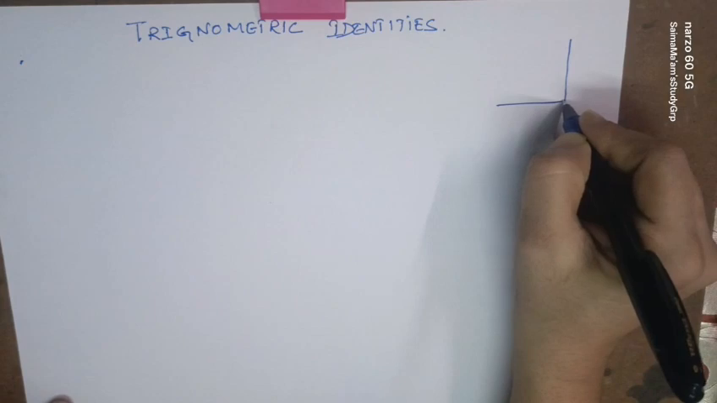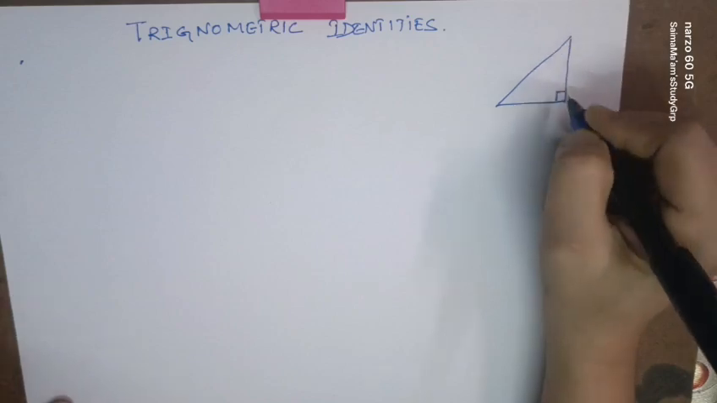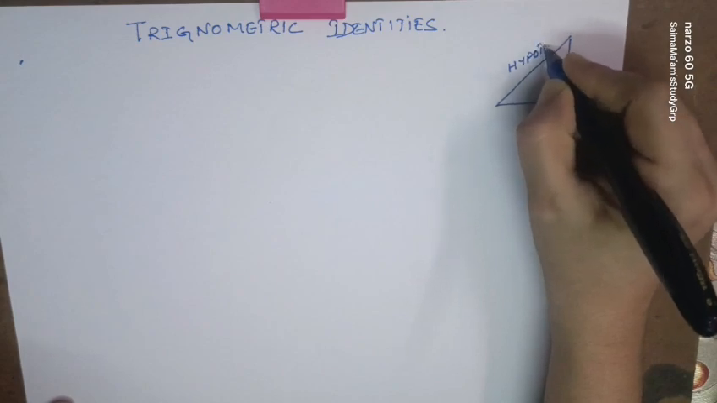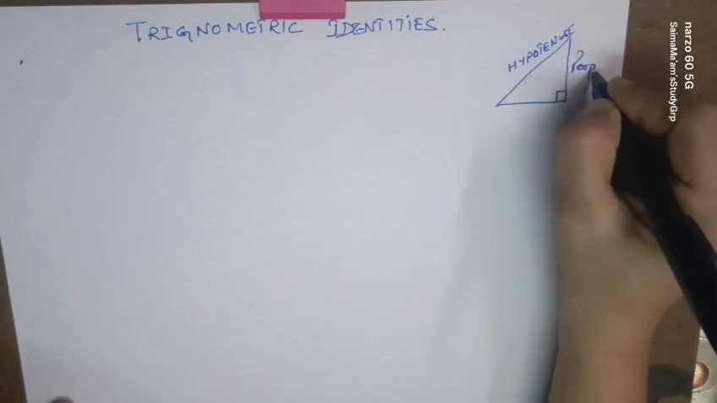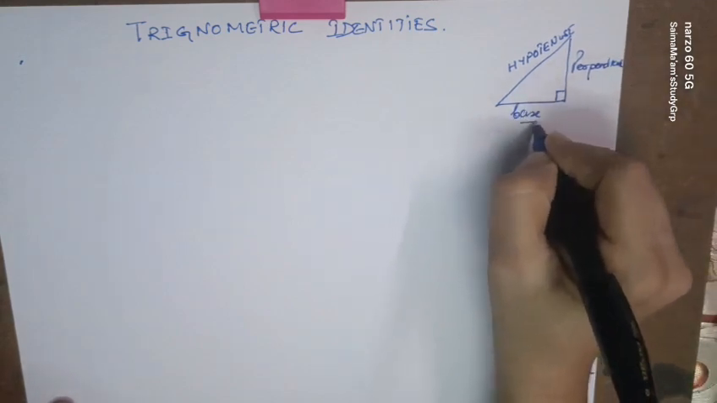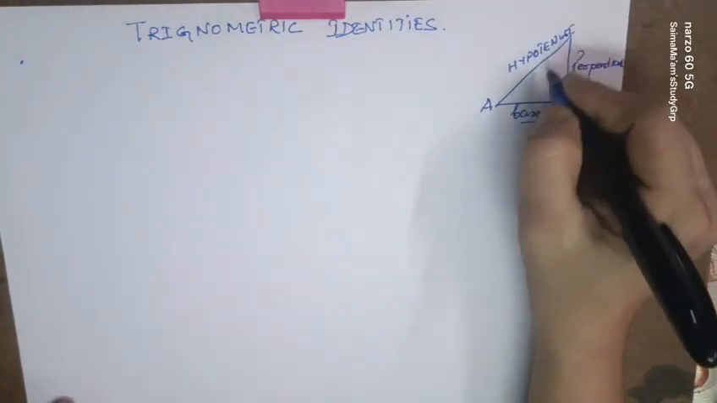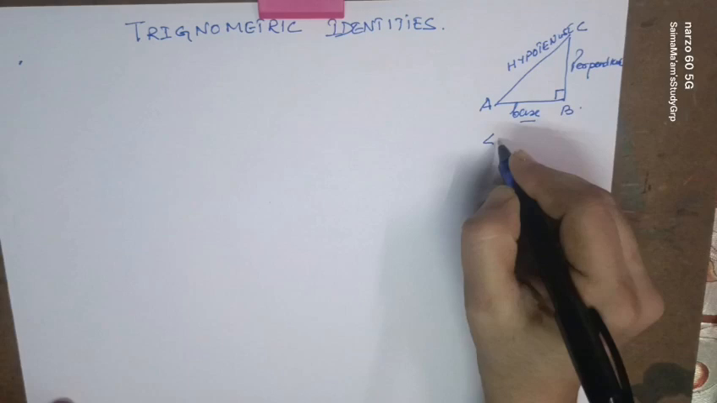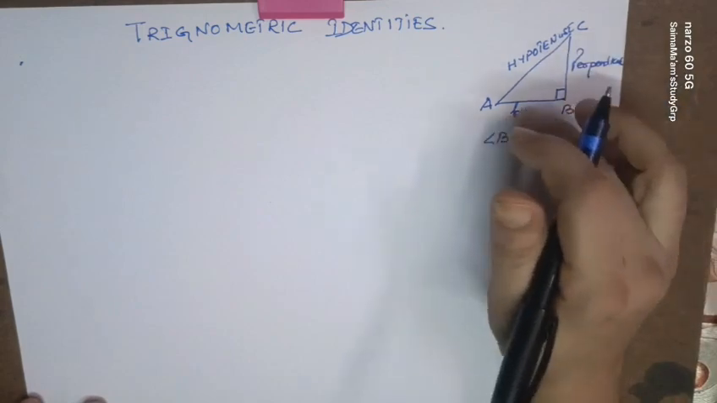You have a right angle triangle in which one of the angles is 90 degrees, and the side opposite to this 90 degrees is known as the hypotenuse. This one is the perpendicular, and this is known as the base. Now suppose you consider the triangle to be A, B and C, making angle B as 90 degrees. So this forms your right angle triangle.